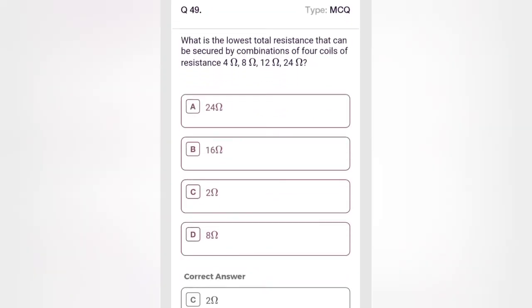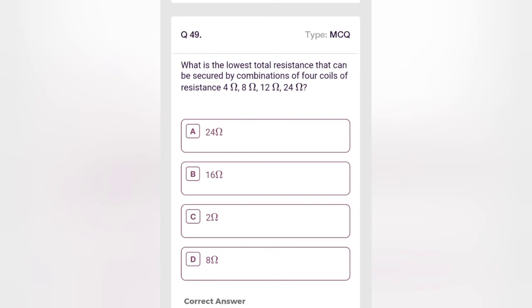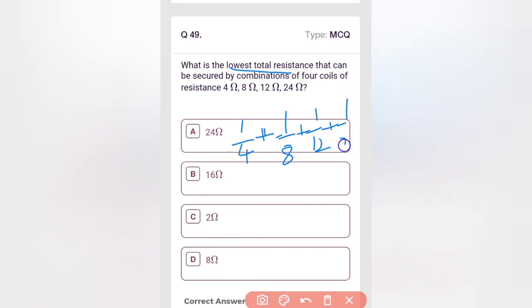What is the lowest total resistance that can be secured by the combination of 4 coils of the resistance? If we want to find the lowest or minimum resistance, we need to go for the parallel connection. So when we go for the parallel connection, 1 divided by 4 plus 1 divided by 8, plus 1 divided by 12, plus 1 divided by 24. This will give you the total resistance in parallel.